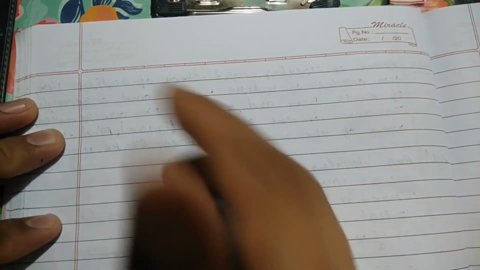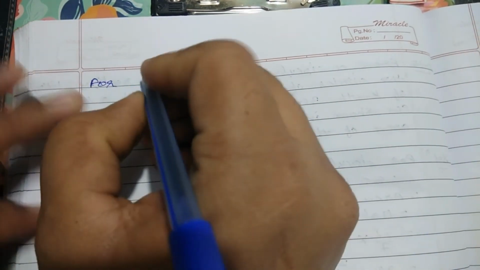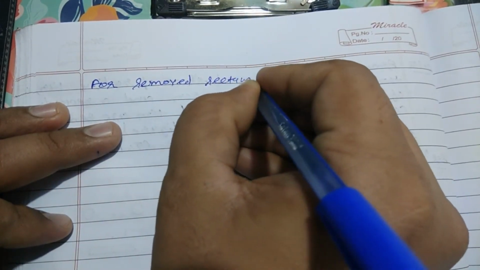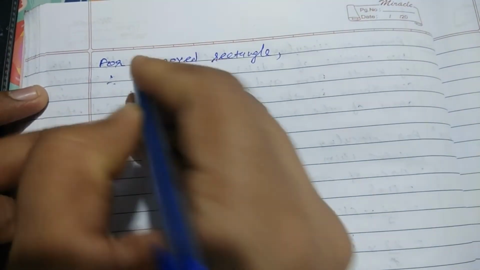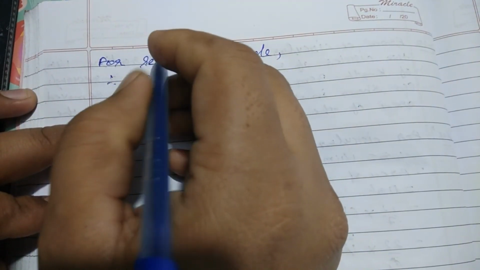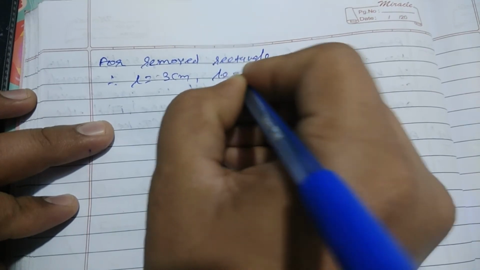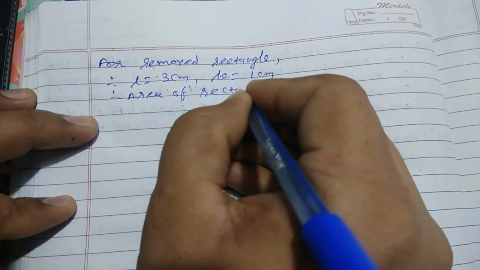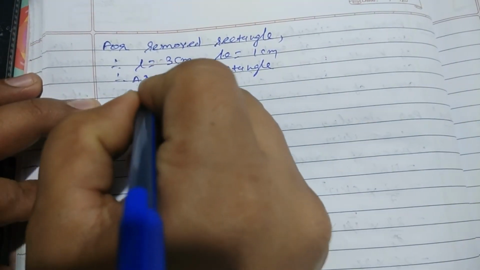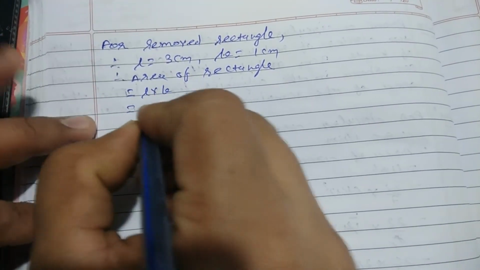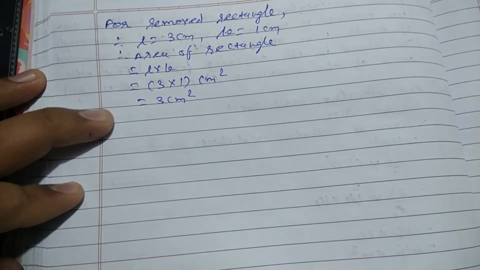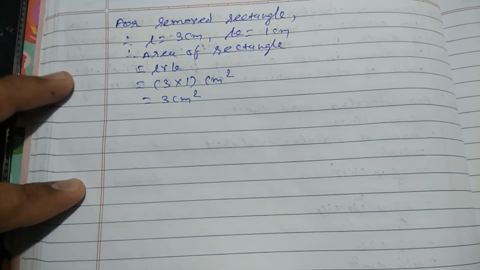Next we will find area of rectangle. So here we will write for removed rectangle. Length is given, length is 3 centimeter and breadth is 1 centimeter, and therefore area of rectangle is equal to length multiplied by breadth. Length is 3 multiplied by breadth, that is 1, bracket close, and unit will be centimeter square. 3 ones are 3, so 3 centimeter square is the area of rectangle.